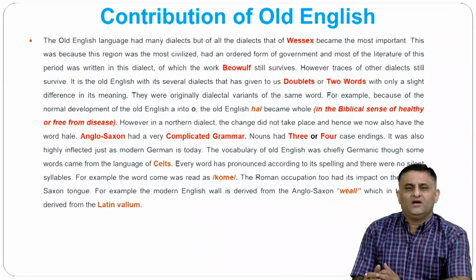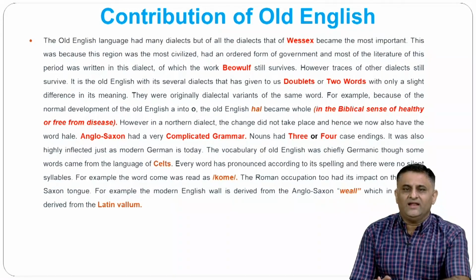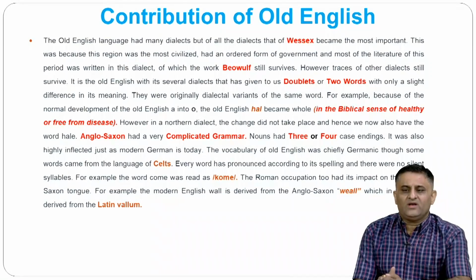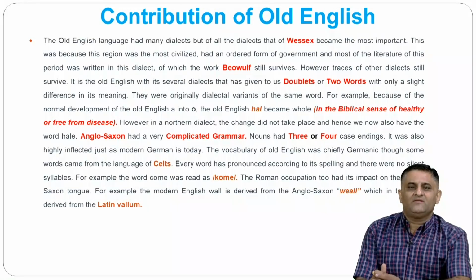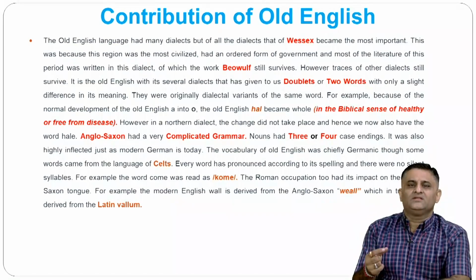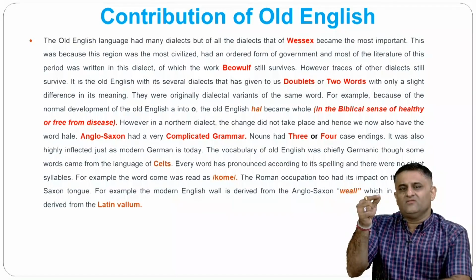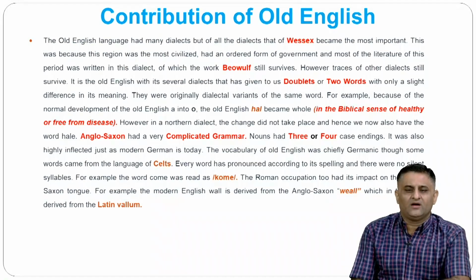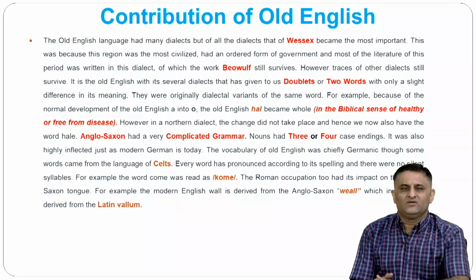Dear students, in the English language we have some words that are spoken silently, but during that time period, as you can see, there were no silent syllables. It means that whenever there was a particular word, everyone spoke it as it was written. For example, the word come was read as comb. See, C-O-M-E was the word, so they were speaking comb like this.